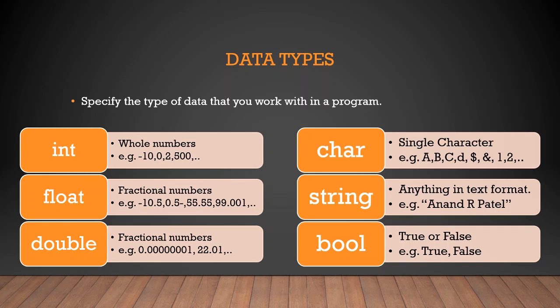String. String is anything in the text format. You can store numbers, but that will be in the text format. You can store your name, you can store a paragraph, you can store the description of a product, that all will be in the string format. Boolean, it's true or false. So there are only two possible values for a Boolean. It can be either true or false.